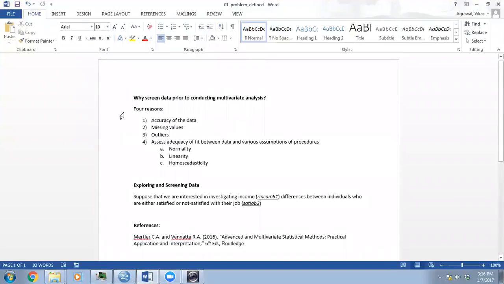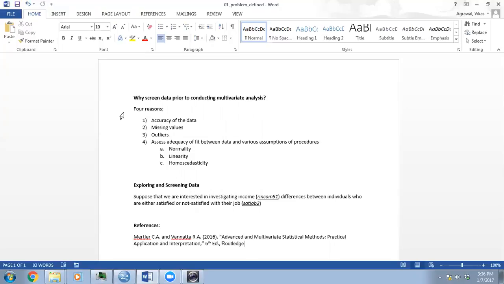So let's get started. One question that always comes to our mind is why to screen data prior to conducting multivariate data analysis. So there are, you can say, four reasons. One is the accuracy of the data. The data on which you are performing statistical analysis should be as accurate as possible, because if the data is not accurate, then all the statistical analysis you're going to perform will produce erroneous results.